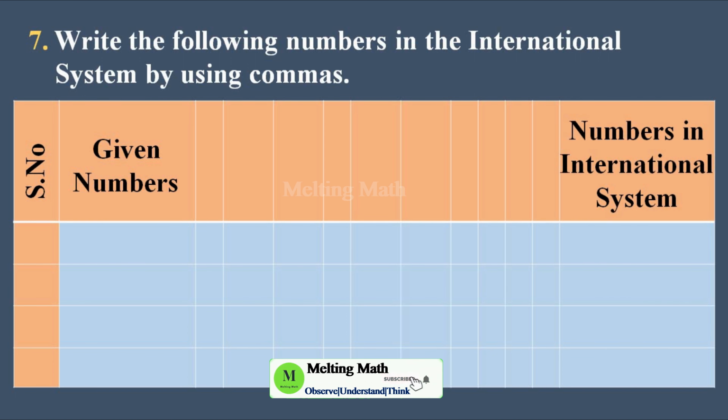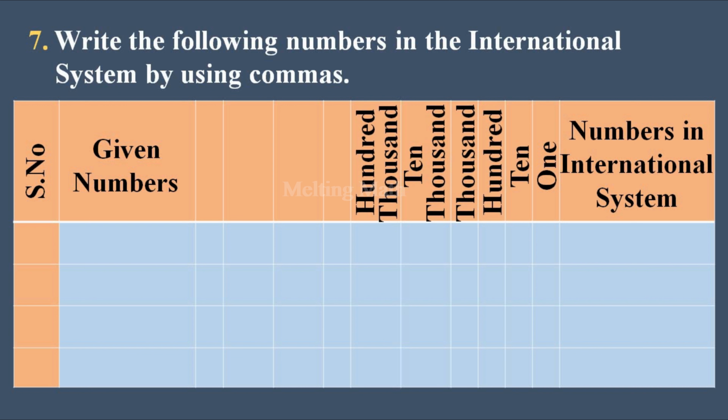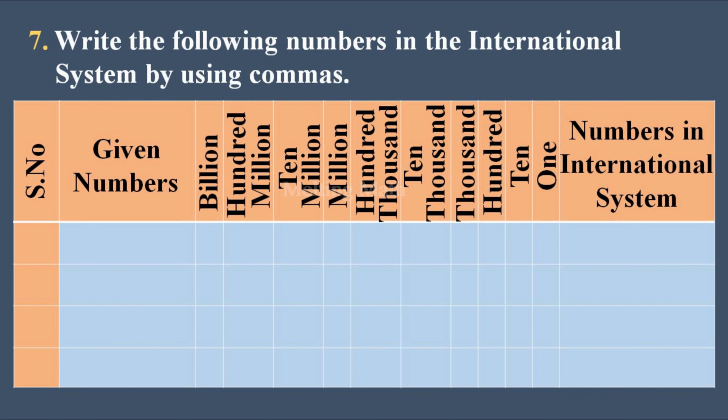In between, just write the places of the international system. In the question itself they are saying we have to put commas according to the international system. So we have to write places according to the international system. We know the last is 1, next 10, next 100, next 1000, next 10,000, next 100,000, next million, next 10 million, next 100 million, next billion. That's it. So let's see the question.